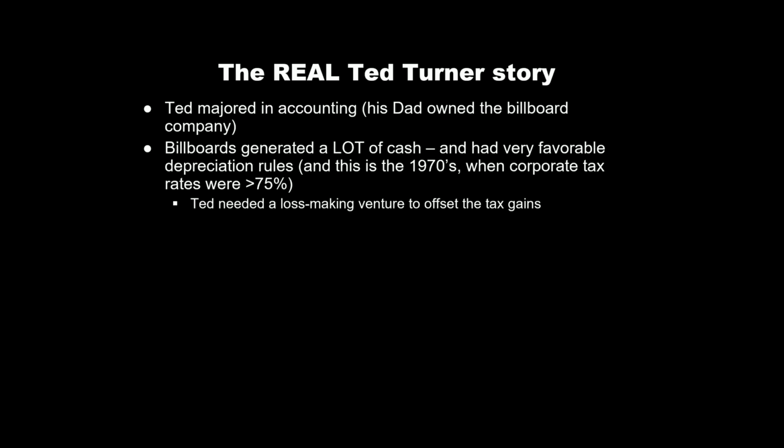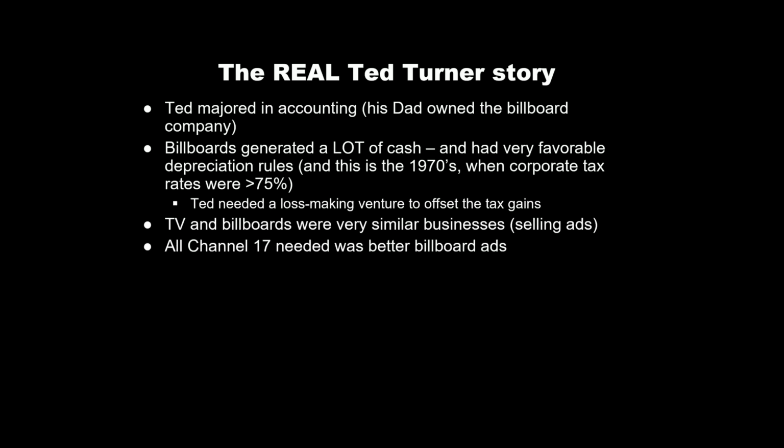Well, Ted was an accountant, and he realized that if his family's business bought another venture that was losing money, he could take the profits from the billboard company and simply subsidize the losses of that other company, and he would offset the tax gains. He was going to lose the money anyway. TVs and billboards, as it turns out, were very similar businesses. It was all about selling ads, and Ted and his dad knew how to sell ads. It turns out that Channel 17 in the Atlanta area really didn't have very good advertising. Not a lot of people watched it, and so Ted had all this excess billboard space around Atlanta, so he could simply use the free billboard space he already owned to promote Channel 17.